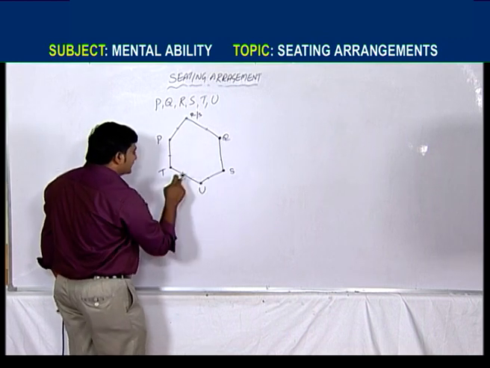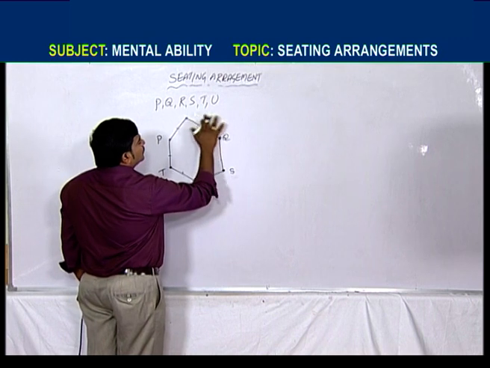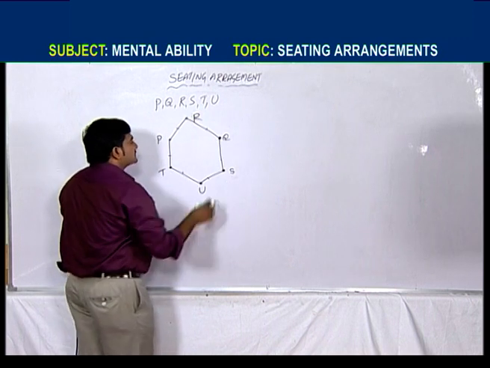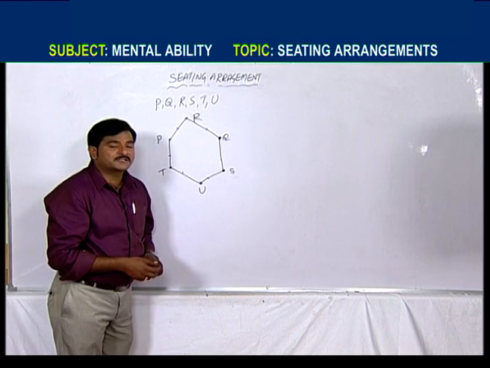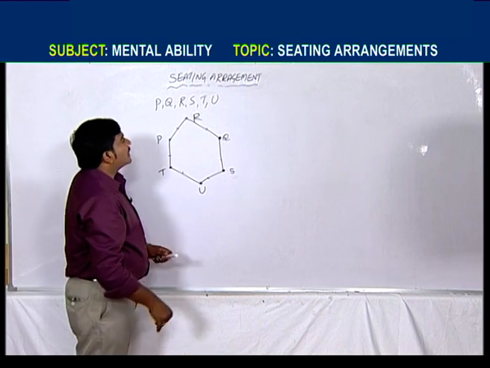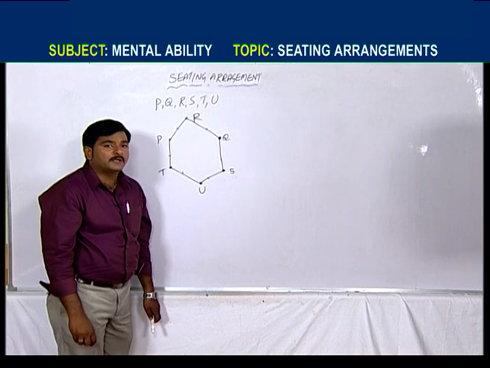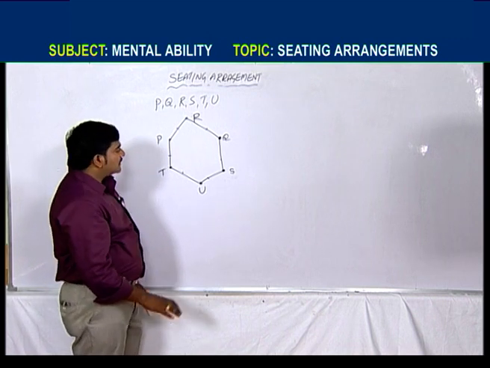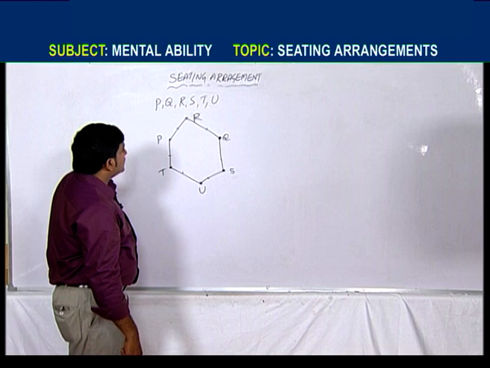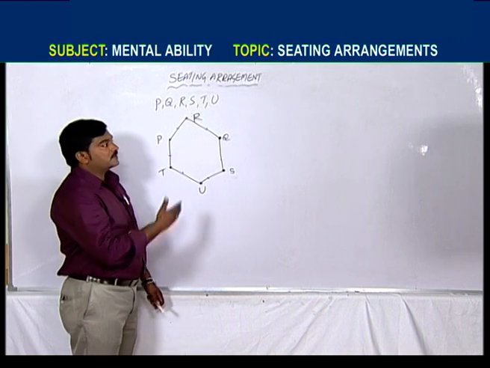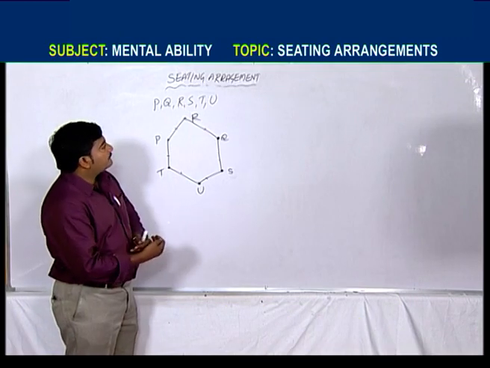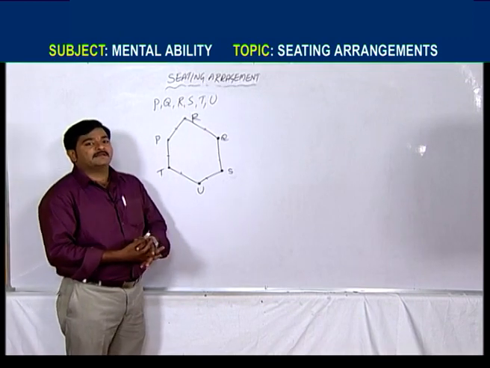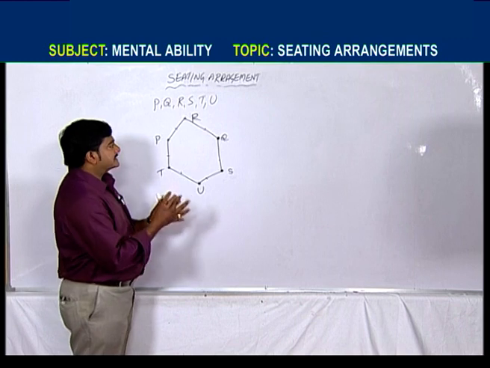Since S is sitting here, who will sit here? R must sit here. This is the final arrangement of all 6 friends P, Q, R, S, T and U. Based on these concepts, we are going to see some questions and solve them. So this is the final arrangement of the 6 friends in a hexagonal table.